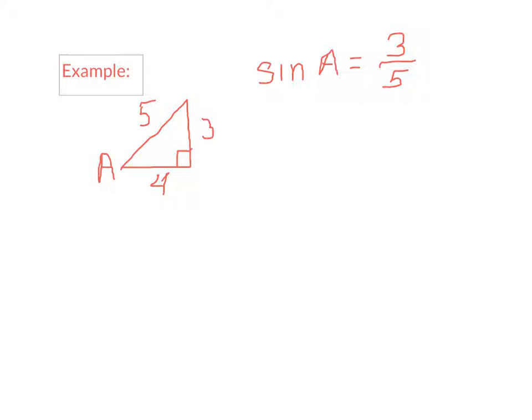Okay? Because 3 is the length of the side opposite angle A, and 5 is the length of the hypotenuse. All right, well, what about cosine of A? So let's look at that.